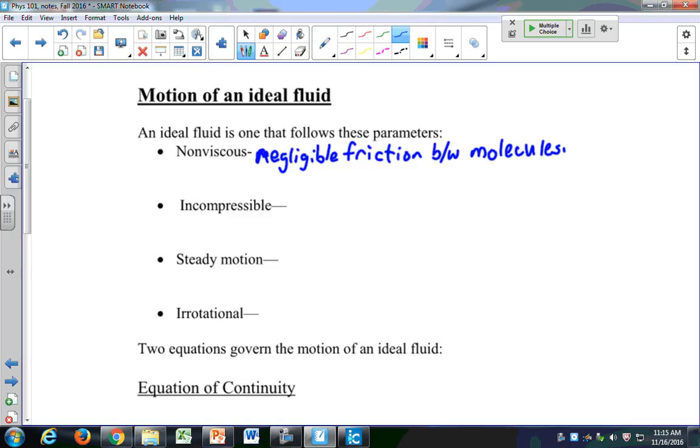So for example, water is relatively non-viscous. The molecules of water can move apart from one another very easily. On the other hand, maple syrup is fairly viscous. That's why it flows more slowly. The fluid also needs to be incompressible. That means that the density is constant.